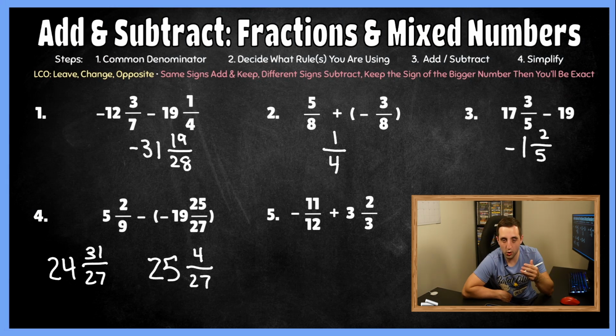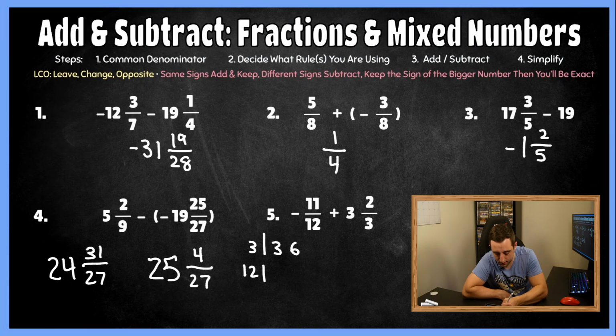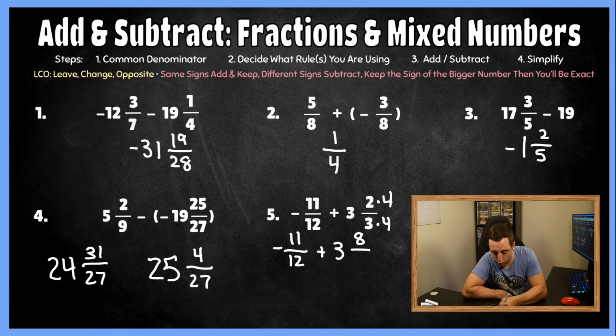And now we have our last one here before we have 5 problems that you're going to try out on your own. Okay, so for number 5, I notice once again, they're not the same denominator. So let's go ahead and use least common multiple here. So we have 3 and 12. 3, 6, 9, 12, and we just have to go one number for 12, and we get a common multiple of 12 there. So we don't have to change 11/12 at all. For 3 and 2/3, we're going to multiply by 4 in the top and bottom. So now we get negative 11/12 plus 3 and 8/12.